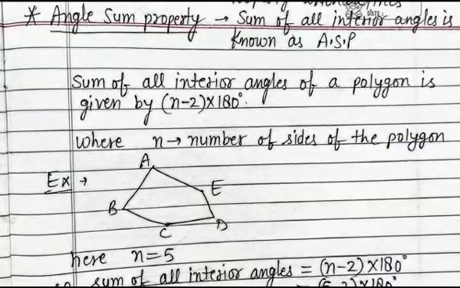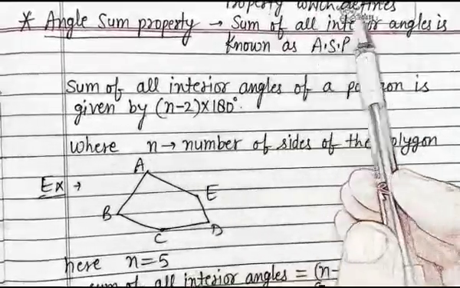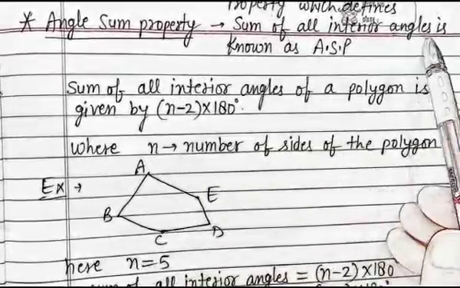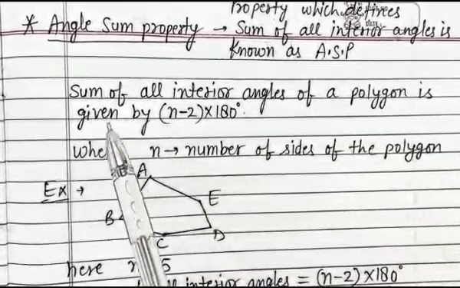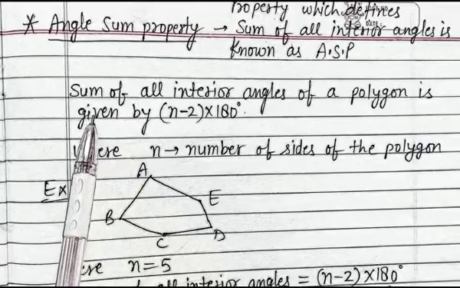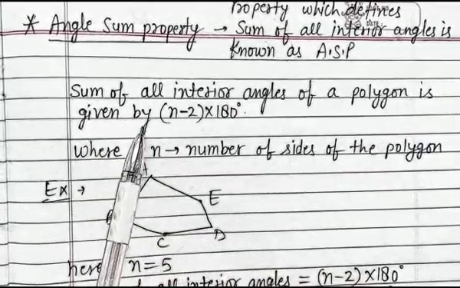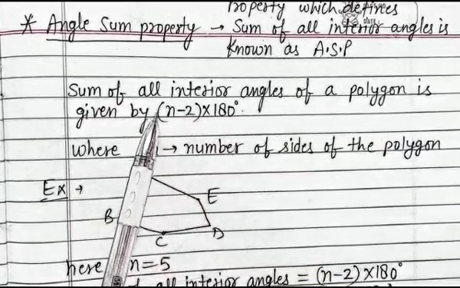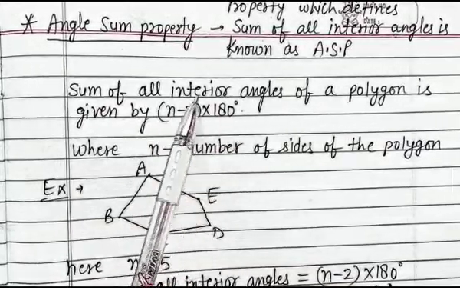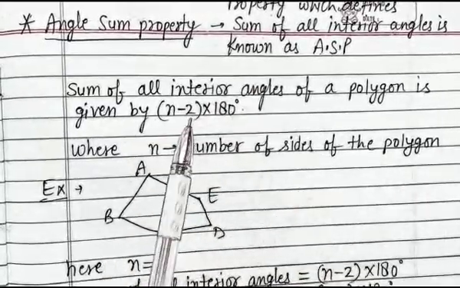Let's talk about angle sum property now. So what is angle sum property? Property which defines sum of all interior angles is known as ASP. ASP means angle sum property. Suppose here I have written sum of all interior angles of a polygon is given by n minus 2 into 180. Means using this formula we can find the sum of all interior angles of a polygon, where n is the number of sides.